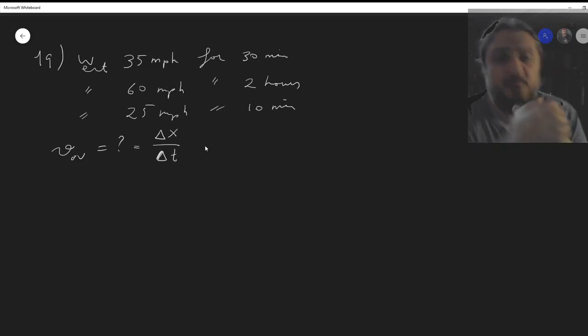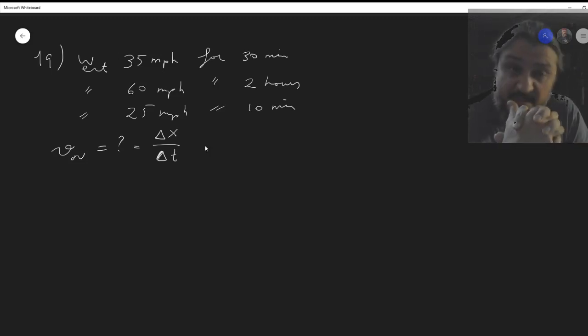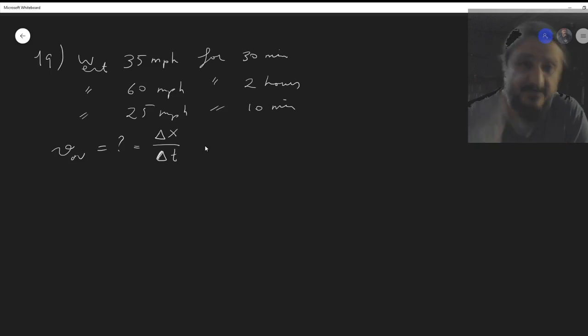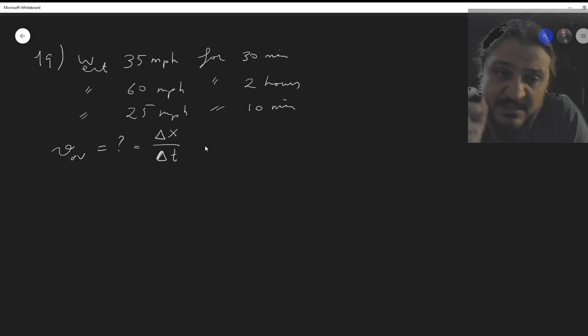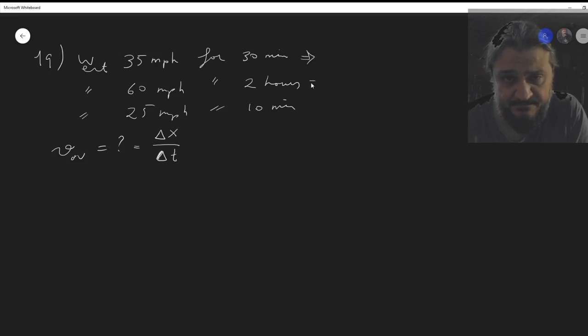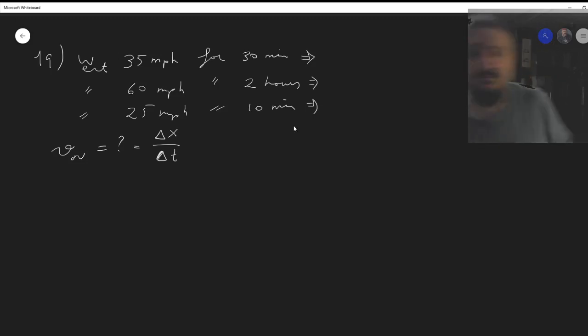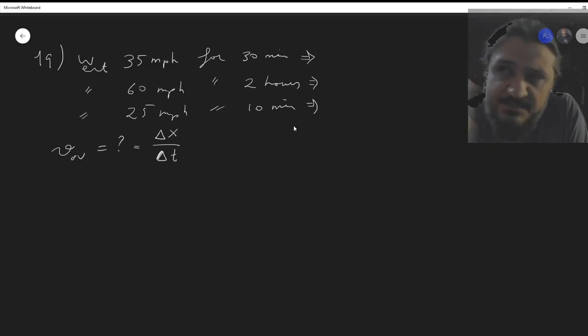So, what are the delta x values though? That's what we have to find. So, there are 3 intervals. 35 miles per hour, 60 miles per hour, and 25 miles per hour are the velocities in those intervals. And we know for how long he goes with that speed. So we can find the displacement in each interval. Okay, let's find that. So, in the first interval, it is 30 minutes, which is half an hour, right? So t is 0.5 hours.